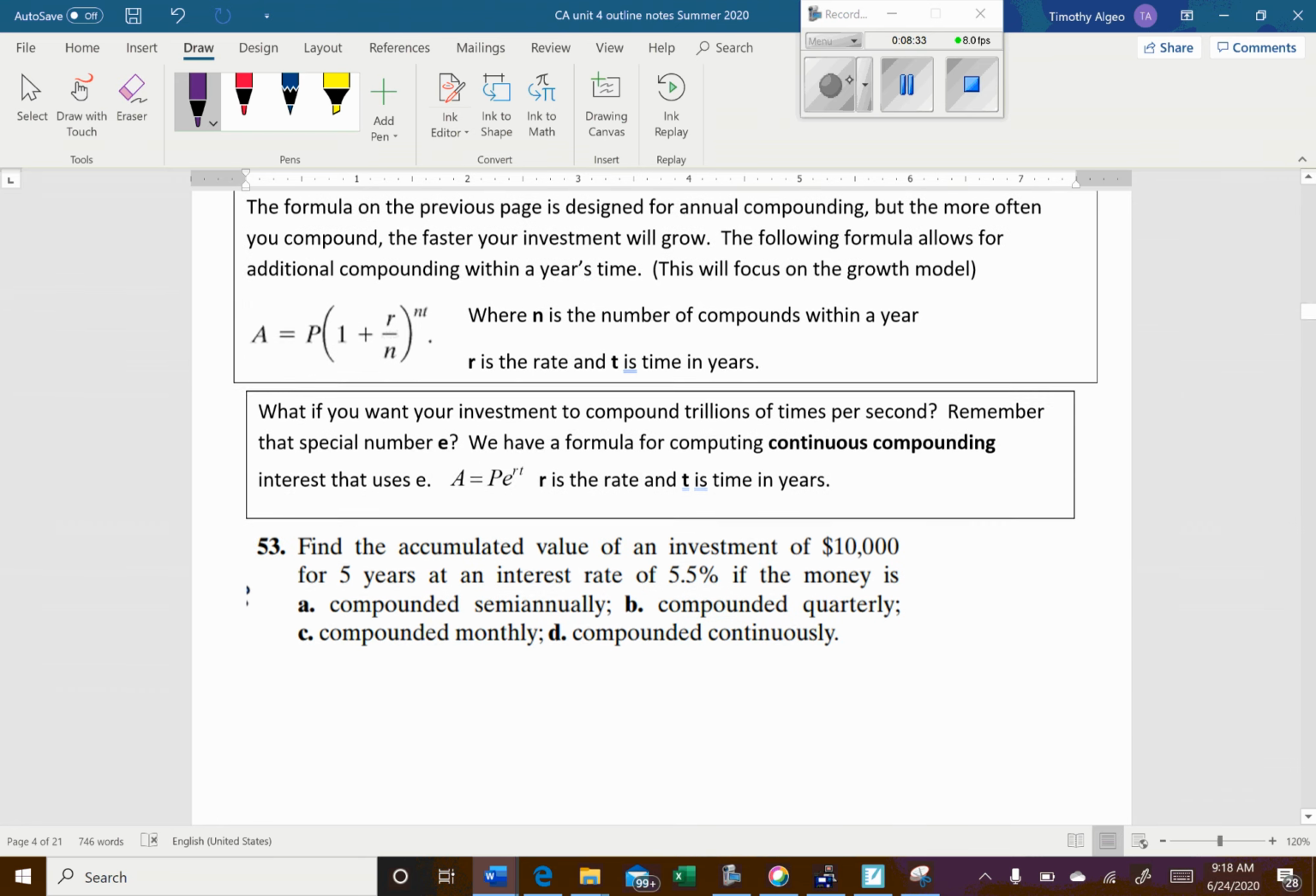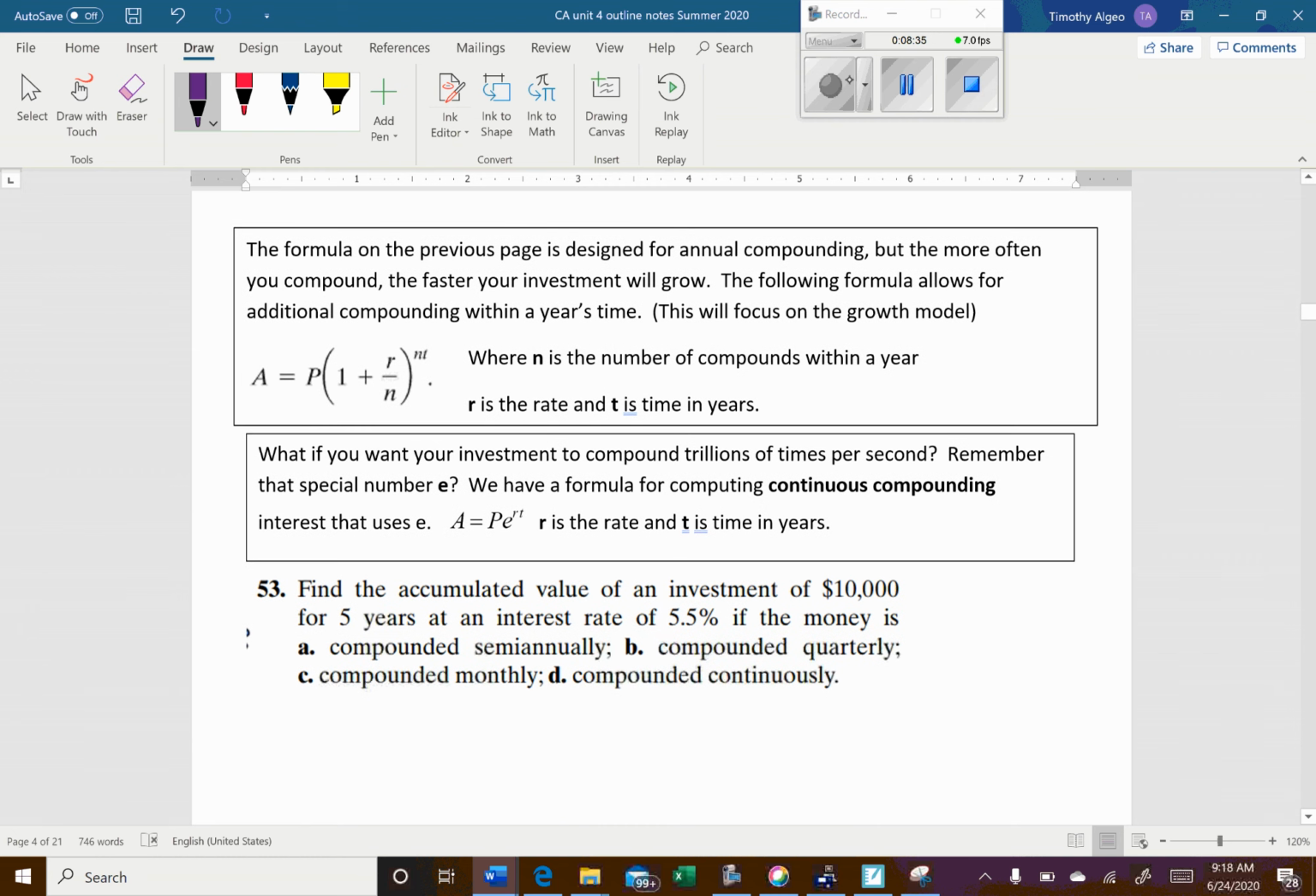So this formula is going to have a little bit more to it. The formula on the previous page is designed for annual compounding, but the more often you compound, the faster your investment will grow because you're going to earn money off of the money. The following formula allows for additional compounding within a year's time. We'll focus on the growth model. So we're only going to be looking at growth here.